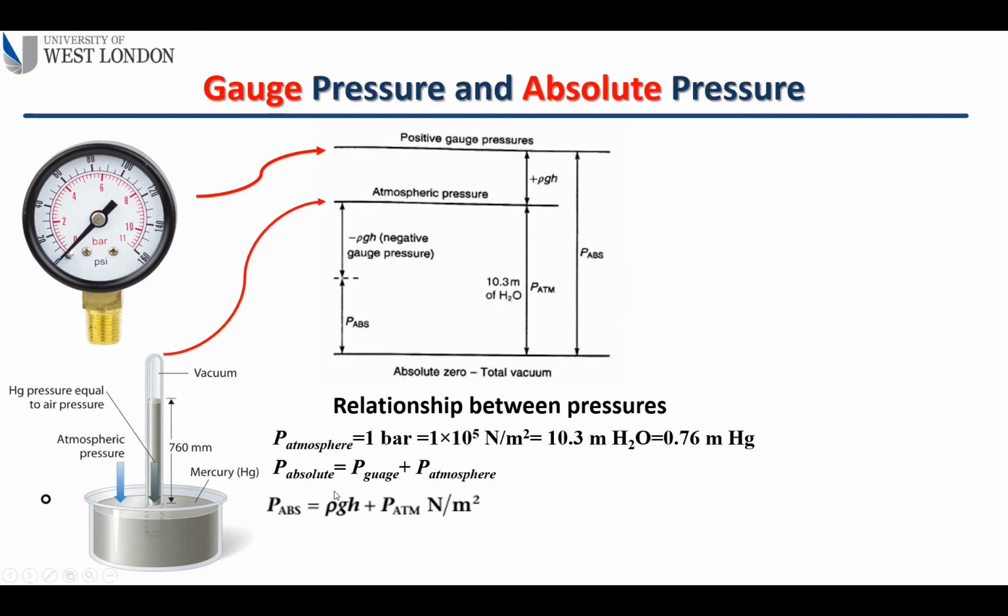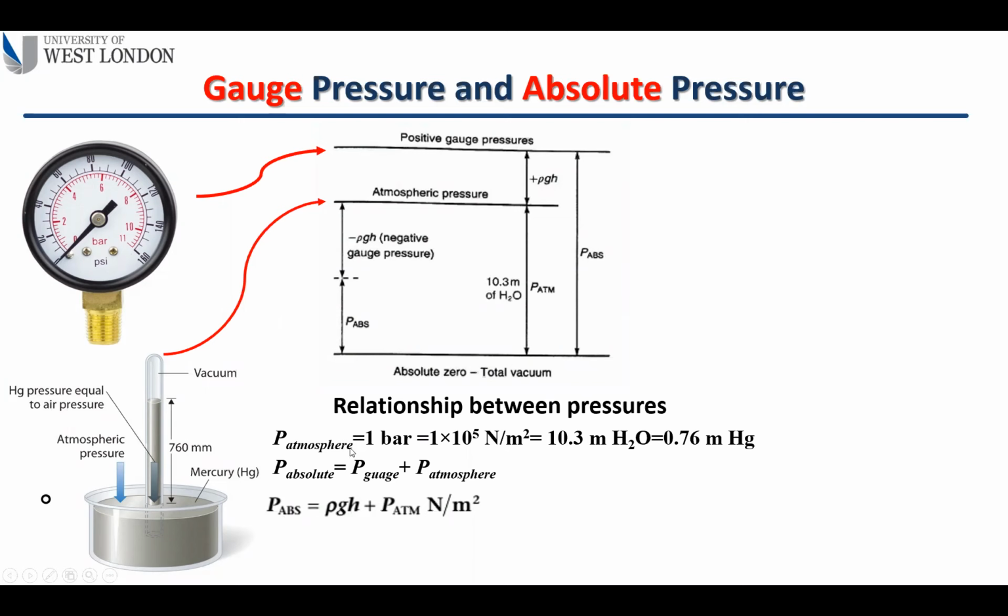And if we put the formulas here, the absolute pressure is equal to rho gh plus atmospheric pressure. So that's a formula: atmospheric pressure plus the gauge pressure is equal to absolute pressure. That's the relationship that we have.